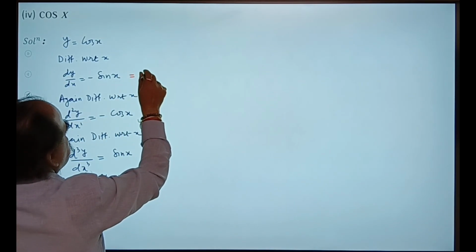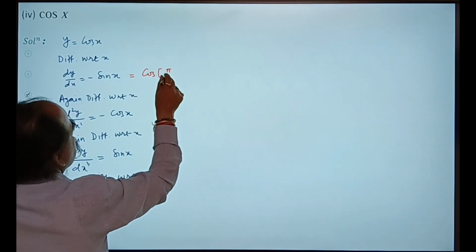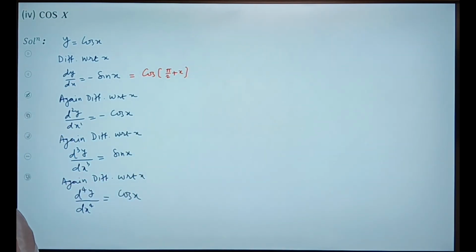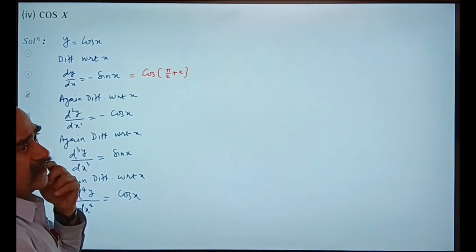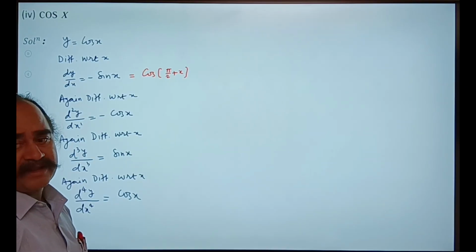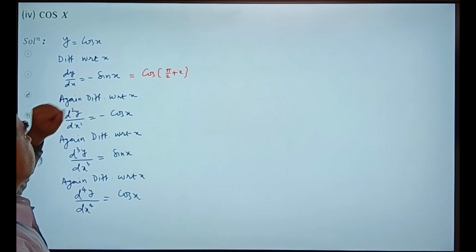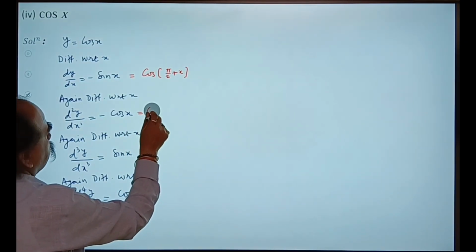Minus sin x is cos of pi by 2 plus x. It is 1 times cos, pi by 2. Cos changes to sin. And pi by 2 plus x will go in second quadrant where cos is negative.